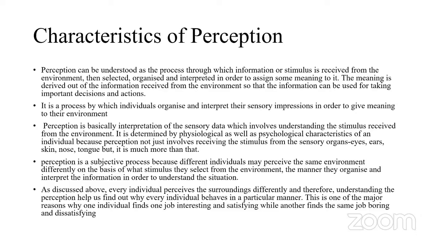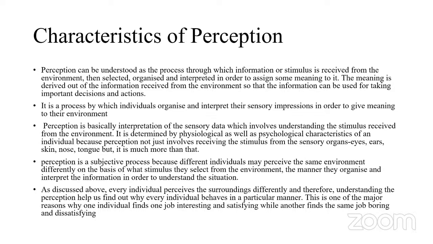Okay. So now that you've understood what stimuli is, let us try to understand what is perception. So, perception is the process in which you receive the stimuli, you select it, you organize it, and interpret it so as to assign some meaning to it. So, perception is the process of understanding and interpreting the environment that is around us. This is a process by which people organize and interpret their sensory impression in order to give meaning to their environment. So, for example, I hear a sound, okay?